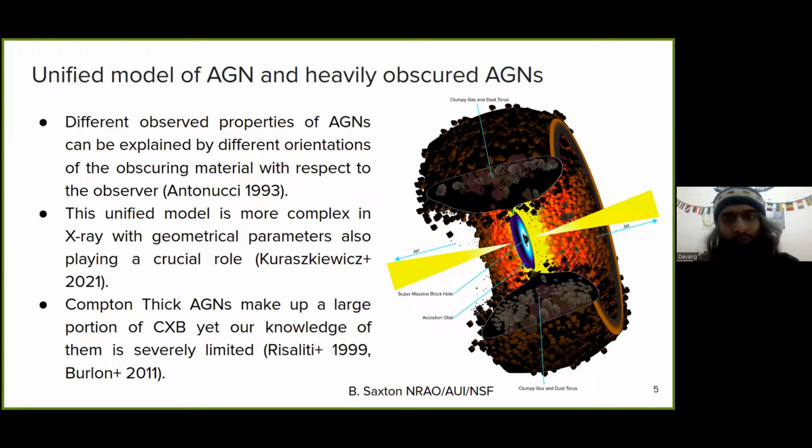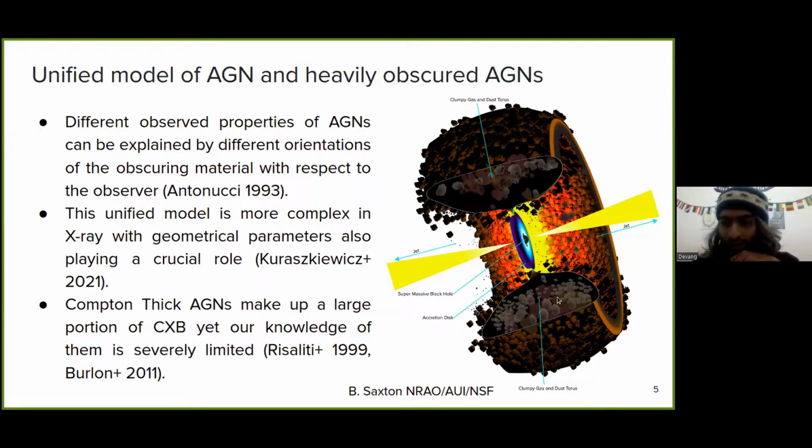But the problem comes when you try to extrapolate this model to X-ray. Some of the work has already shown that it is not very easily extrapolated into X-ray. And many geometrical parameters related to this torus play an important role in X-ray. So the unified model of AGN in X-ray is more complicated.